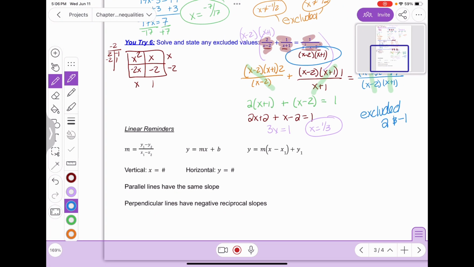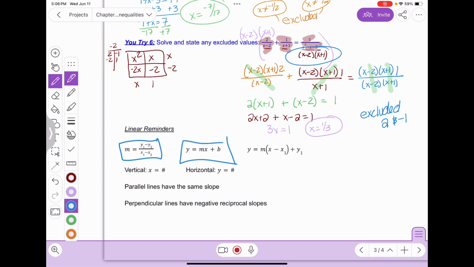All right. Our linear reminders are, we have our slope formula, y1 minus y2 over x1 minus x2. Slope-intercept form is y equals mx plus b. So that's slope-intercept. Point-slope form is m times x minus x1 plus y1. x1, y1 is a point. A vertical line is x equals a number. Horizontal line is y equals a number.